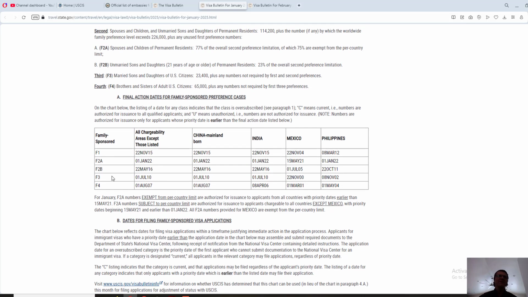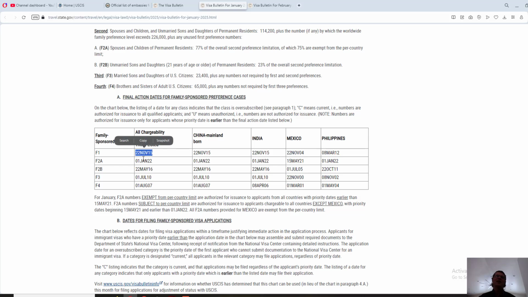Now, each graph has a few rows for the actual family preference categories: F1, F2A, F2B, F3, F4. And then you can also see the columns for the chargeability areas. Only 4 countries have separate chargeability areas: China, India, Mexico, and Philippines. If you're from any other country, you are looking at the all chargeability area right here.